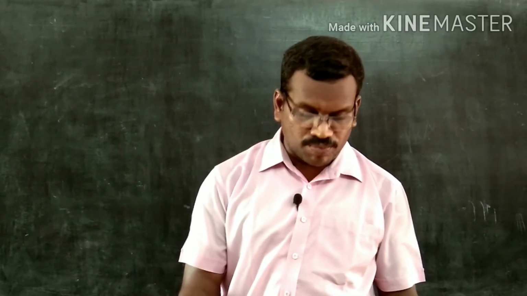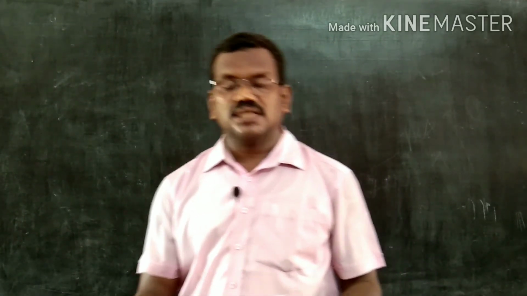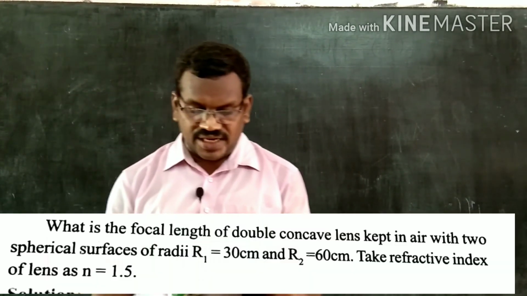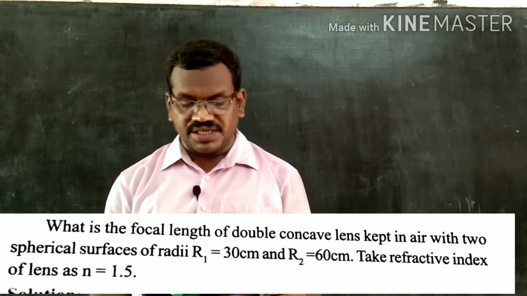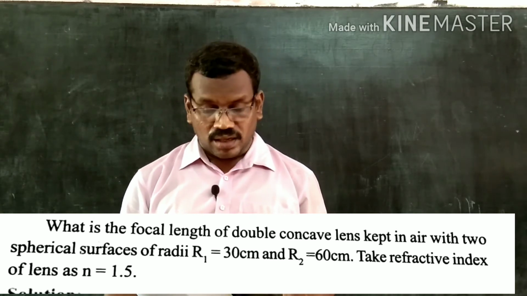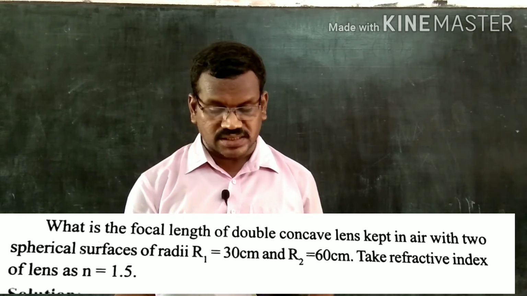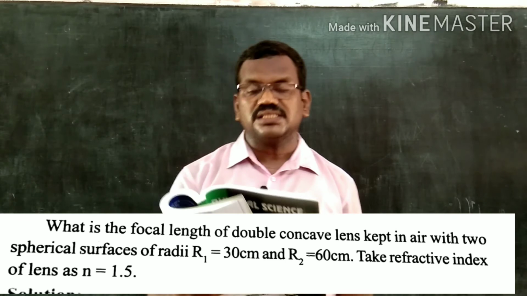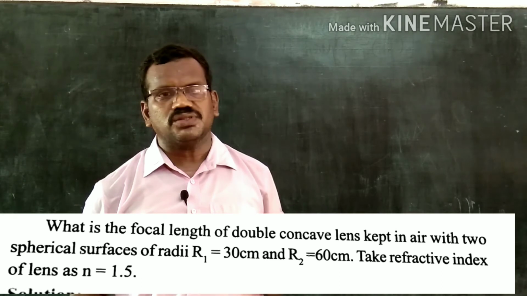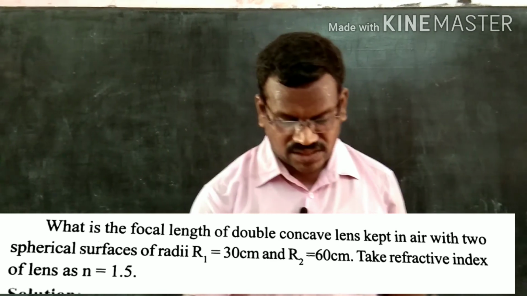Let us discuss one more problem from our SCERT textbook, page number 82. That is an example problem, example 7. What is the focal length of a double concave lens kept in air with two spherical surfaces of radii R1 is equal to 30 centimeters, R2 is equal to 60 centimeters? Take the refractive index of the lens as 1.5. As I already said, while reading a problem, first of all we should understand what the given clue is. Here the given clue is double concave lens.